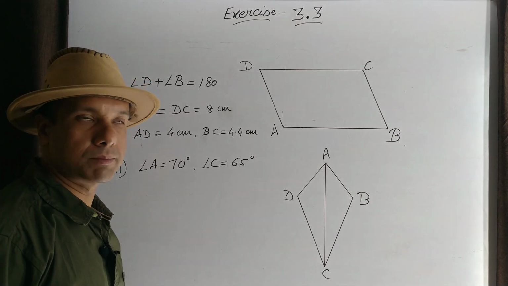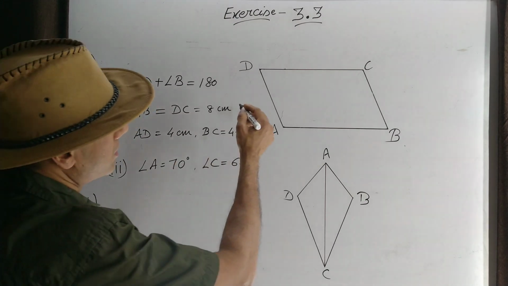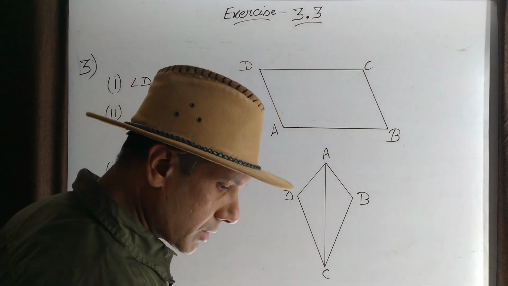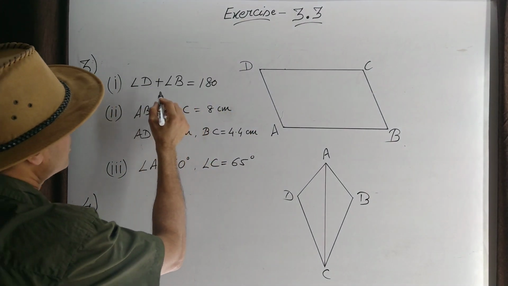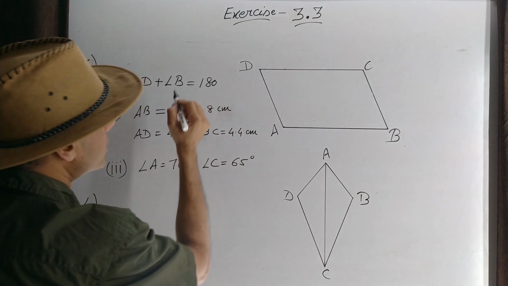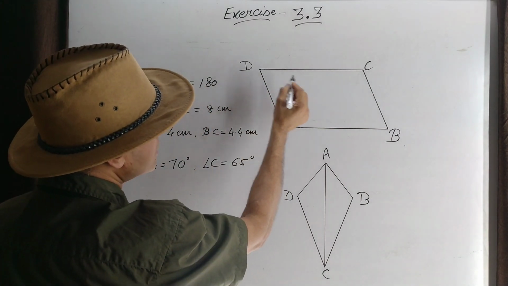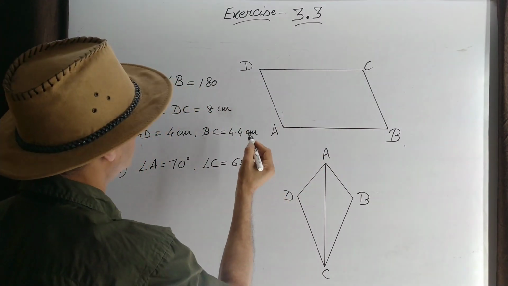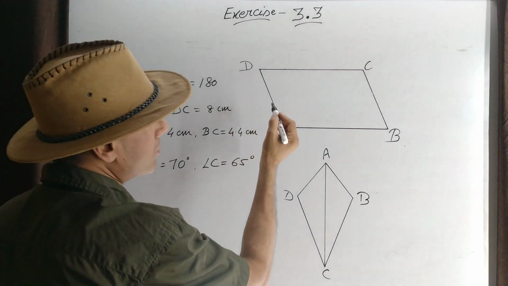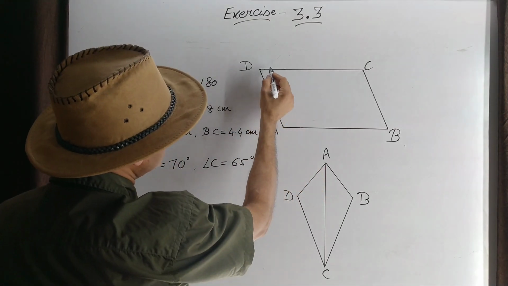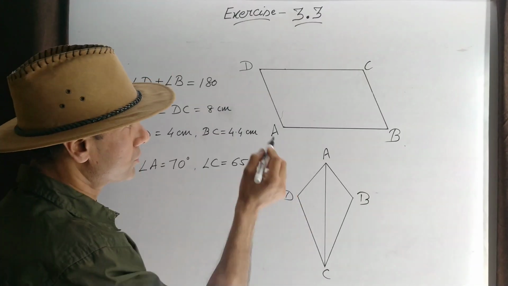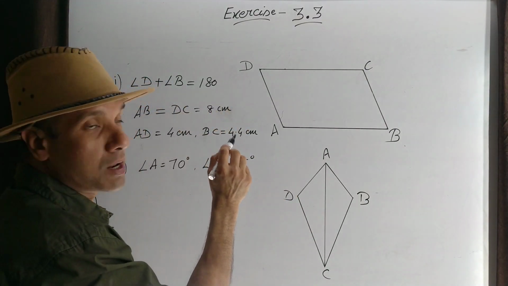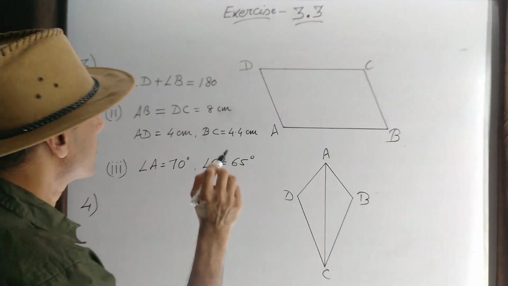Question number 3. Can you draw a quadrilateral, which is a parallelogram, and angle D plus angle B is equal to 180 degrees? In a parallelogram, the opposite angles are equal. But if it is a rectangle or a square, then this angle will be 90 degrees and this opposite angle will also be 90 degrees. So this is possible, but need not be always true.